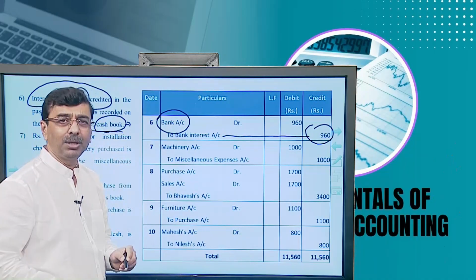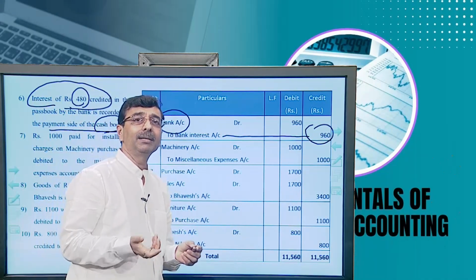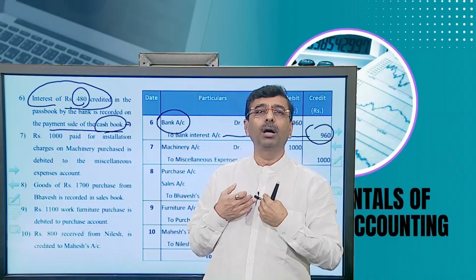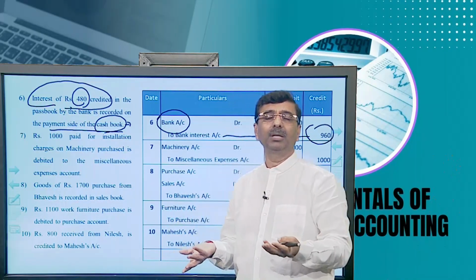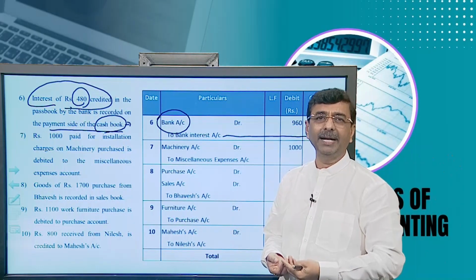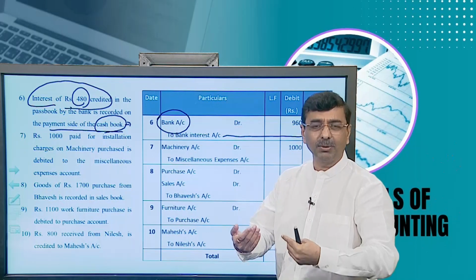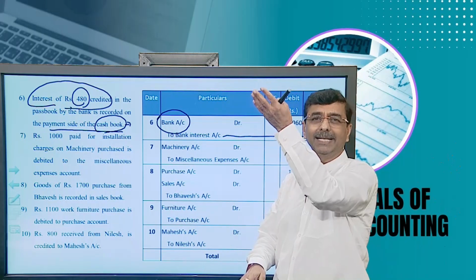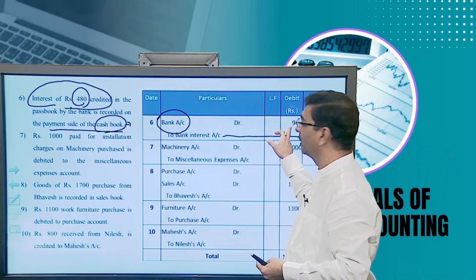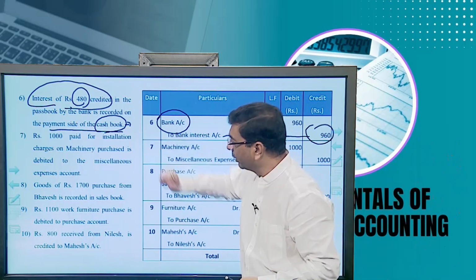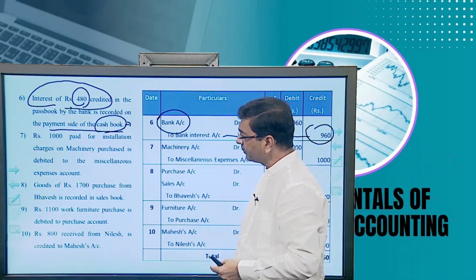The interest account has to be credited 960, and then it has to be debited to the bank account, because ultimately the bank is a receiver on our behalf, and the bank has actually credited the interest account. So with the bank as a receiver on behalf of us, the bank balance is increasing. That's why the bank account is debited. Here it was wrongly recorded, correct.